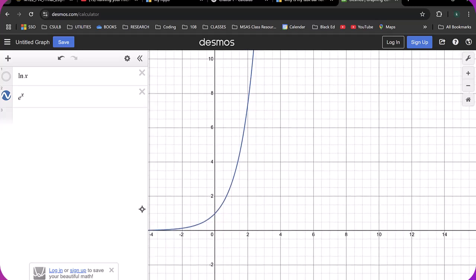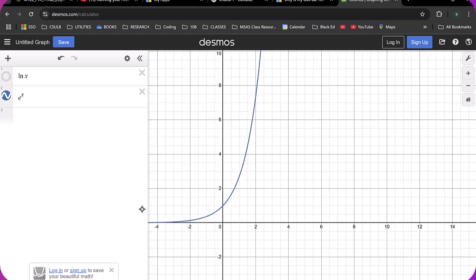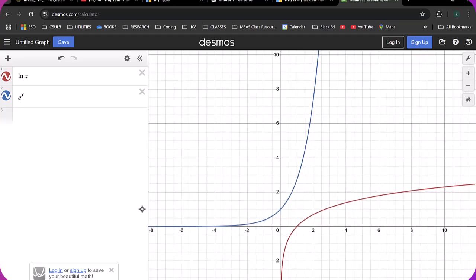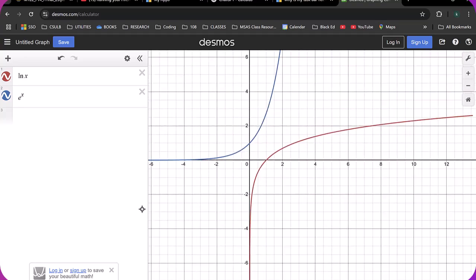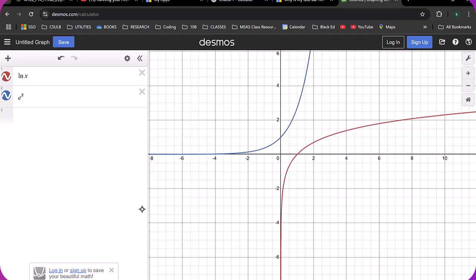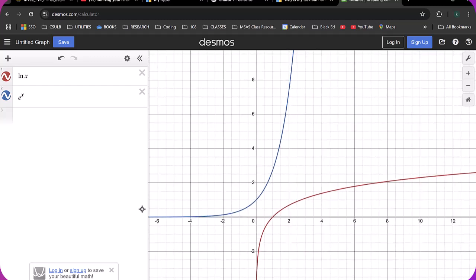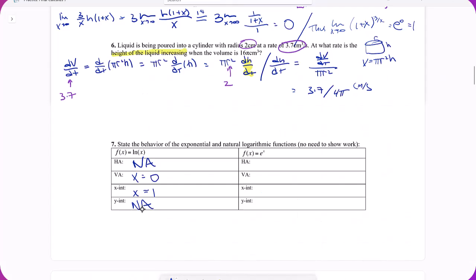So as we remember, they are inverse functions, so they look reflected across the line y equals x. They're inverse functions, so what one does on the x level, the other one does on the y level. So that's what we're talking about here. Horizontal asymptote, we have y equals 0. Vertical asymptote, none. X-intercept, none. Y-intercept, y equals 1. So a mirror image of each other.